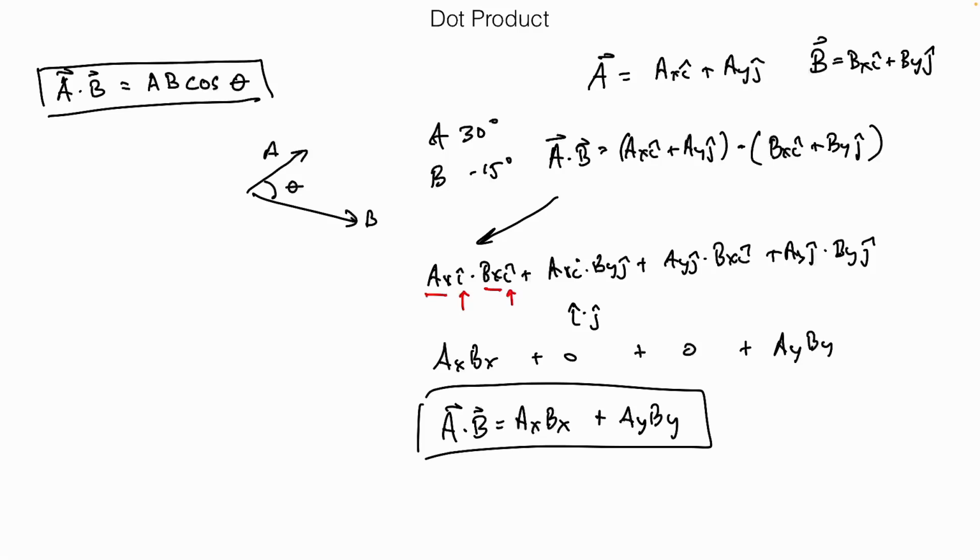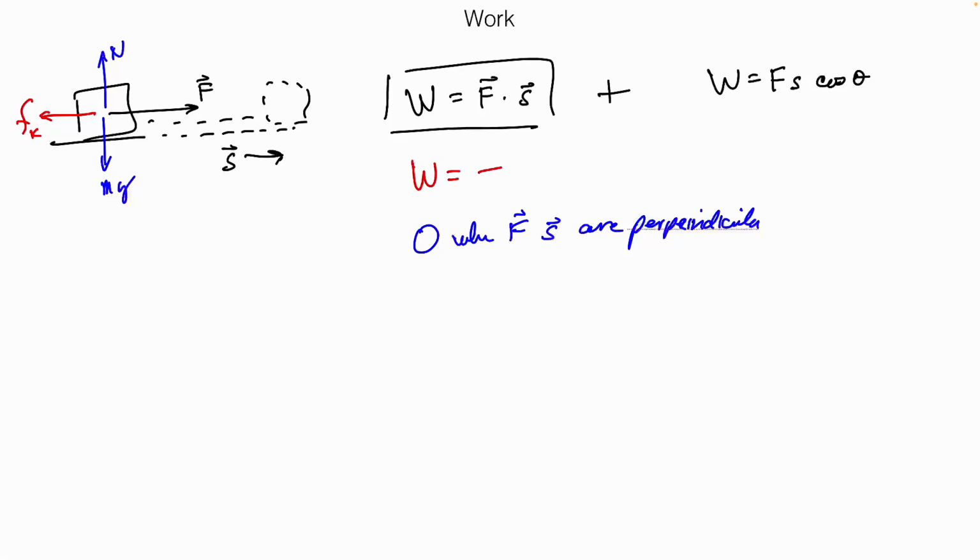How much, look at this, how much of i points in the same direction as i? All of it, 1. That's how you say that in math, okay? Right? How much of i points in the same direction as j? None of it. How do you say that in math? Okay? That's what the dot product does. So when we go back to work, we're asking ourselves a question: how much of the force and displacement are aligned with each other, right? If they're both exactly aligned to each other, we'll get the maximum amount of work.